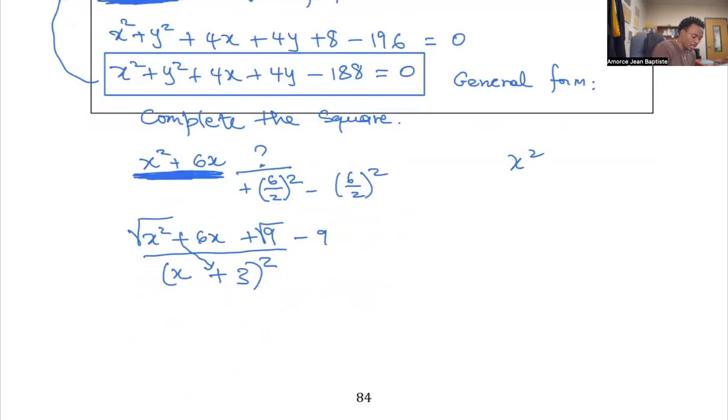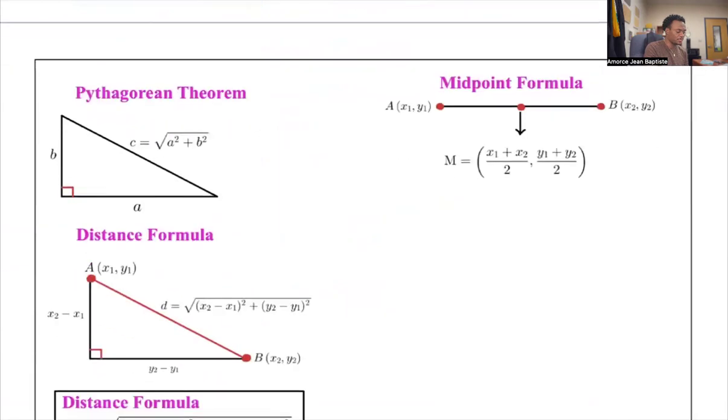And then you would include that part that you subtracted, negative 9. So that's how you complete the square. Later on, we will practice more on that. But let's move on to the next example here in this problem.